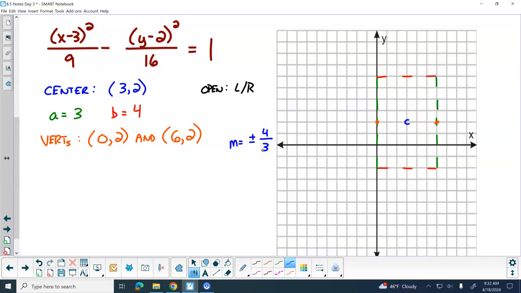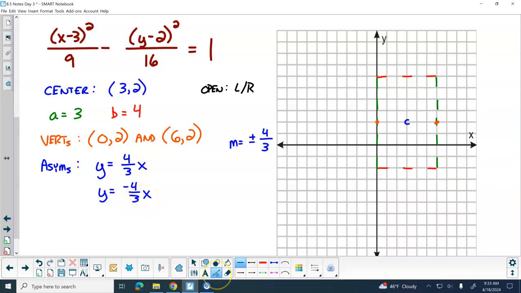Luckily for us, we have y-intercepts, or the side of the box is on the y-axis. So my y equals positive 4/3 x, and y equals negative 4/3 x. So the positive slope would be that one. So that would give me the -2. The negative slope would be that one.